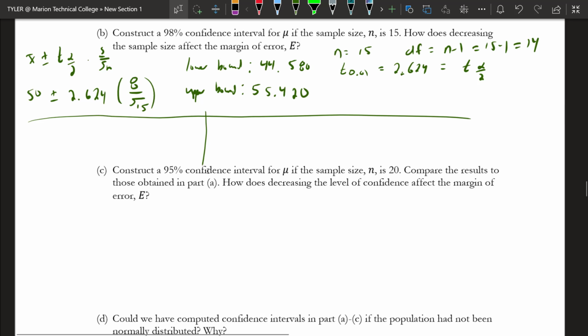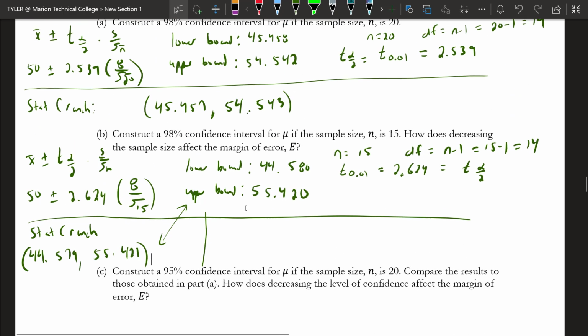Right, so using StatCrunch, you should get 44.579, comma 55.421. Right, and again, you'll notice that these are a little different, and that's because of the rounding of t alpha divided by 2. So using technology is more accurate. They're both correct.